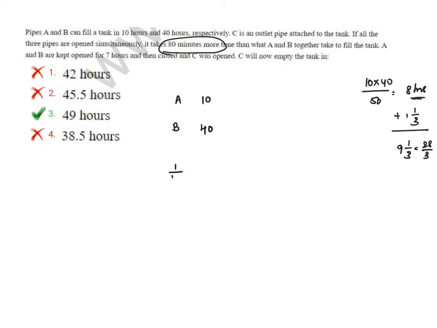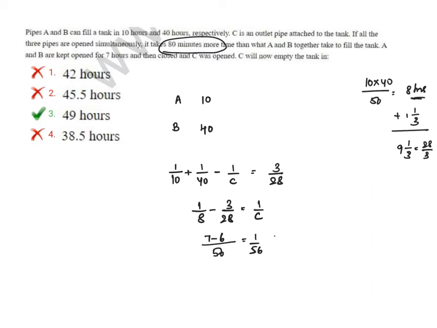So A is 1/10 plus B is 1/40. C is doing negative work: minus 1/C equals 3/28 of the work done. Find out the efficiency of C, or in how many hours C can do it. I can say this is 1/8 minus 3/28 equals 1/C. LCM is 56, so 7 minus 6, that is 1/56.